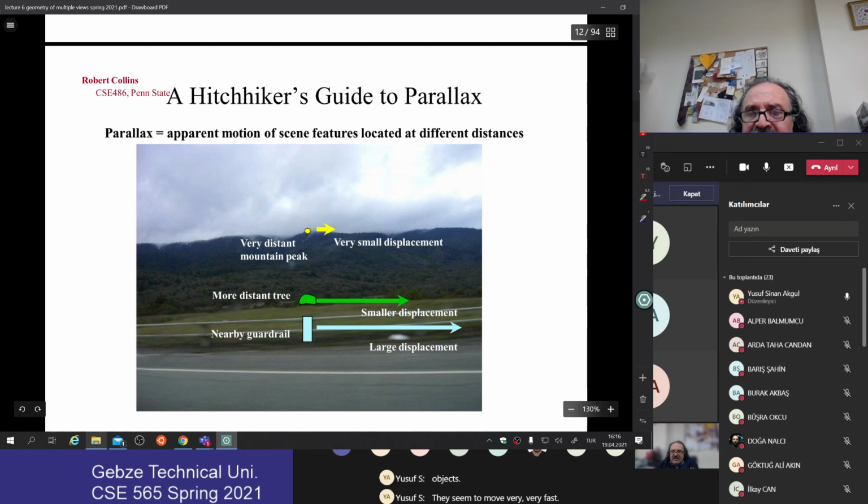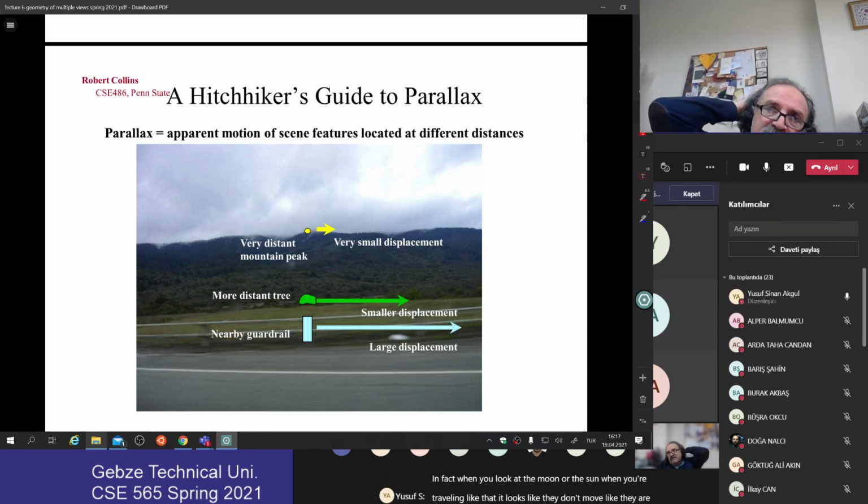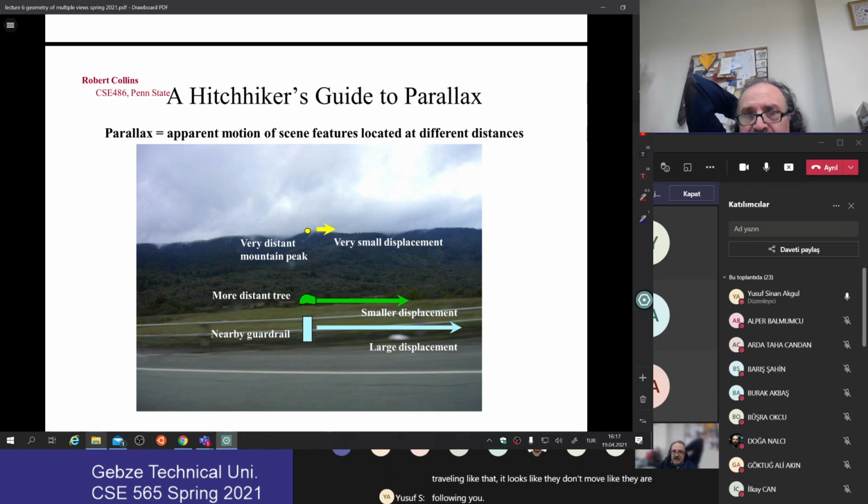Far away objects, they don't move at all. In fact, when you look at the moon or the sun when you are traveling like that, it looks like they don't move. It looks like they are following you. Okay? So, that's the effect of parallax again.